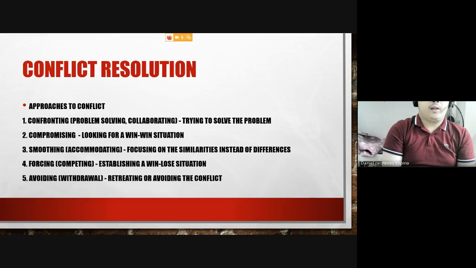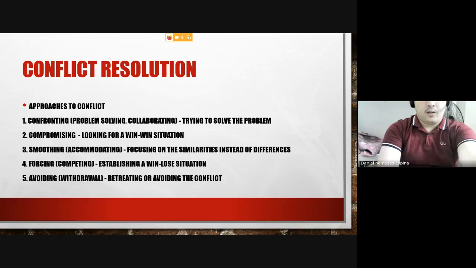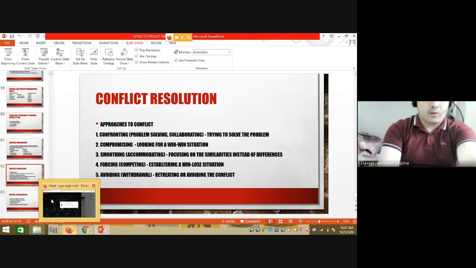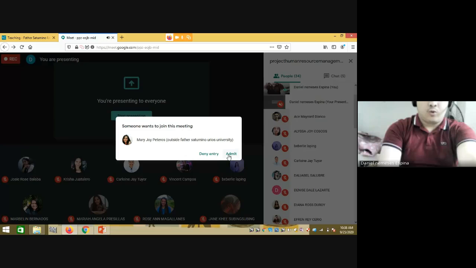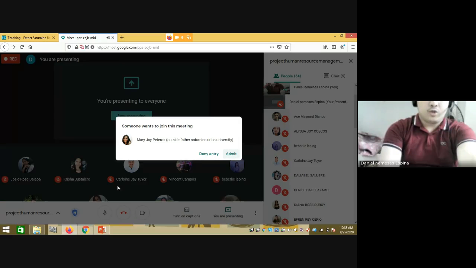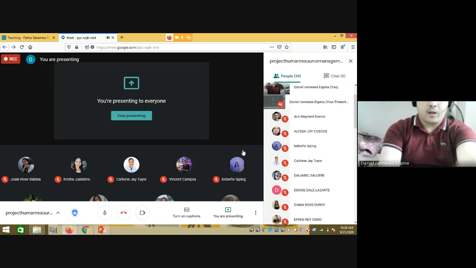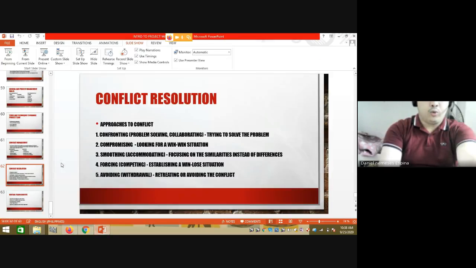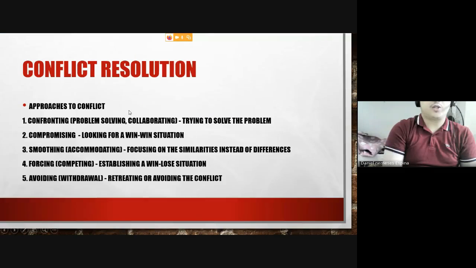So what are the different approaches to conflict? Of course, depende sa circumstance, depende sa unsay kailangan. Perhaps kung gamay na lang ang time, we cannot afford to have a long process sa pag-managing sa conflict. So these approaches, walay best ani nila, it depends on the circumstance, it depends on the situation.